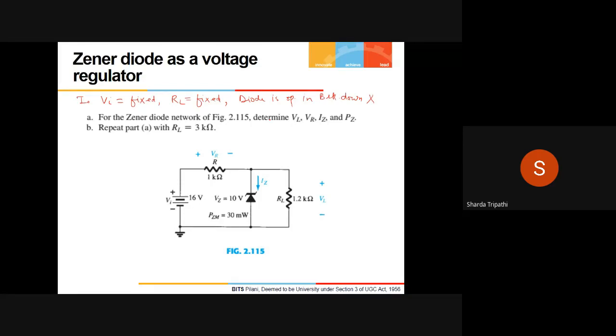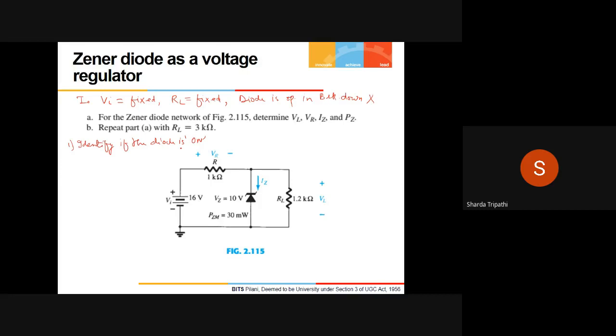So the first step that you should do in these types of questions is to identify if the diode is on. What do I mean by this? Zener diode is on means if it is operating in the breakdown region or not.